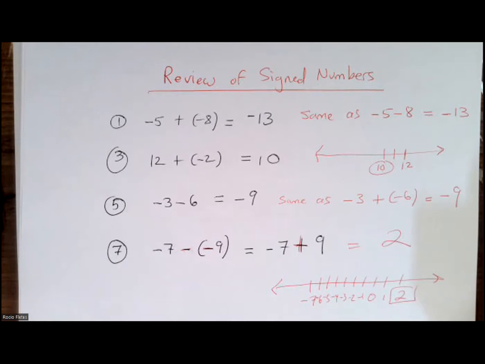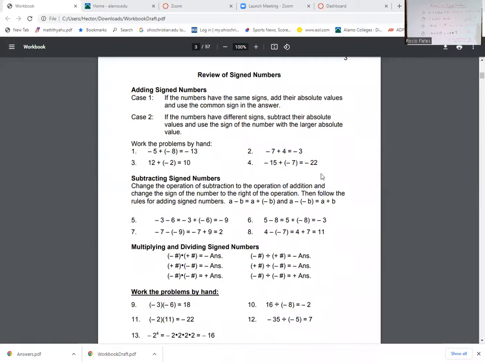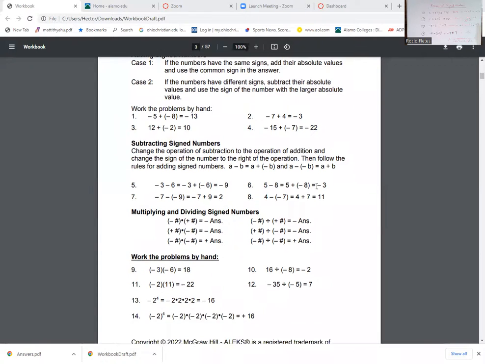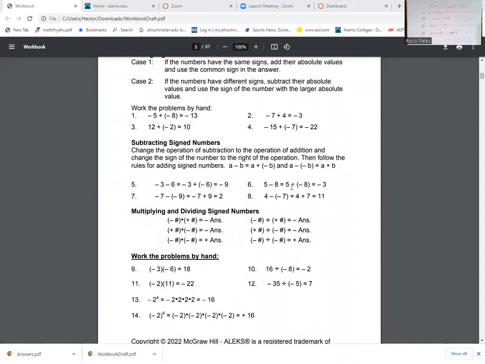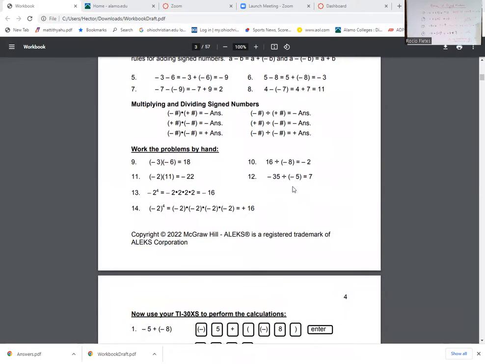Let's see what else we have when we look at the workbook. Let's look at multiplying and dividing, because these have to do with addition and subtraction. So with multiplying and dividing signed numbers, the rule is when you multiply two negative numbers, the answer is positive. And when you multiply one negative and one positive, the answer is negative. The same thing with division. So let me work a few.